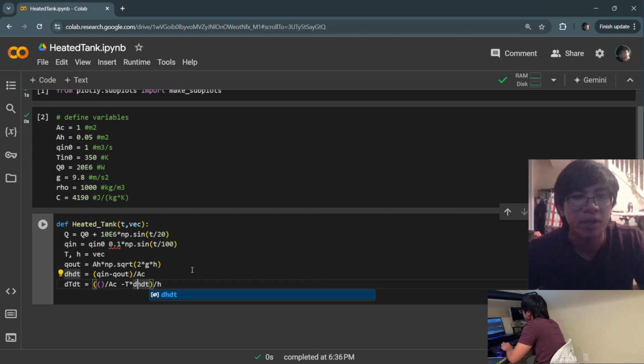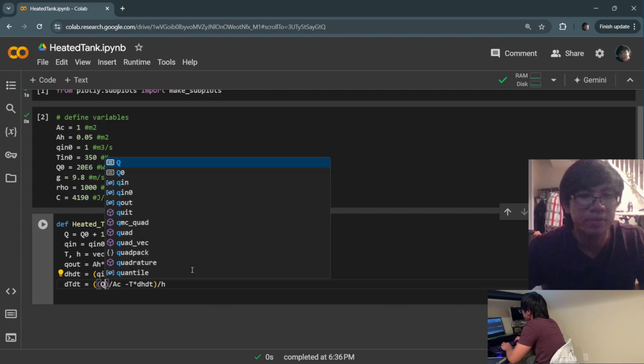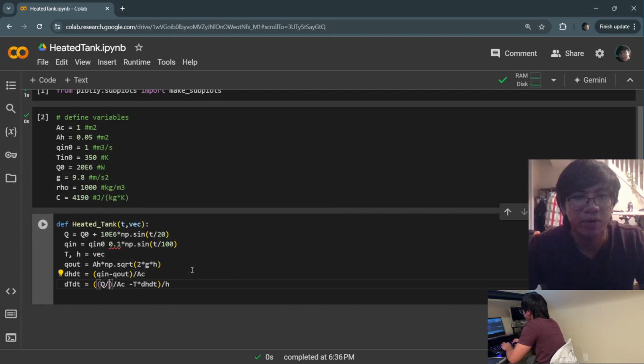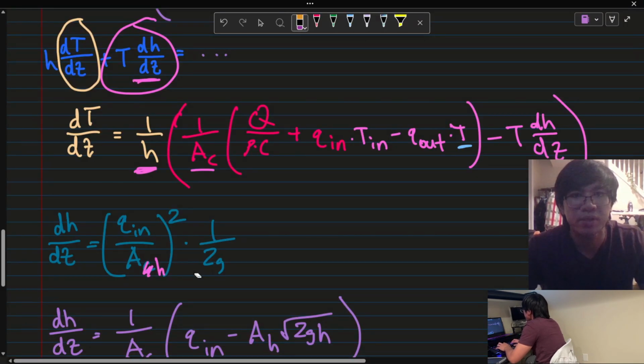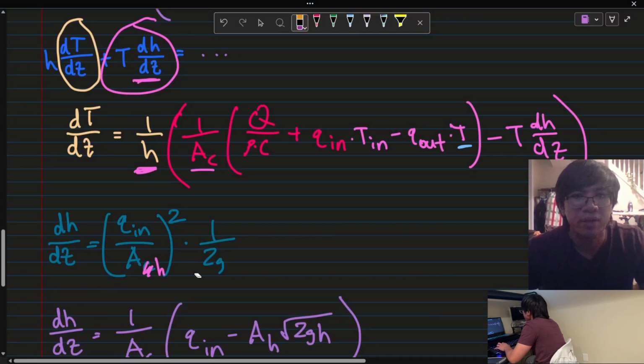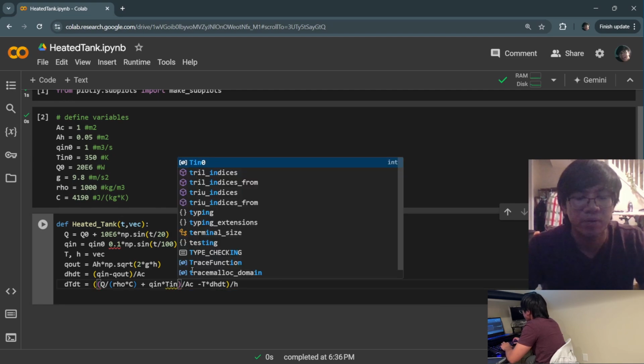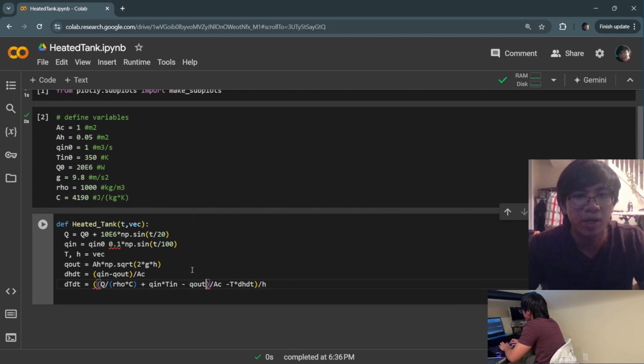Inside that, we have our system components: Q over parentheses density, so rho times specific heat capacity, times the difference in our inlet and outlet flows. So Q in times T in minus Q out times T out. Hopefully that's all in.